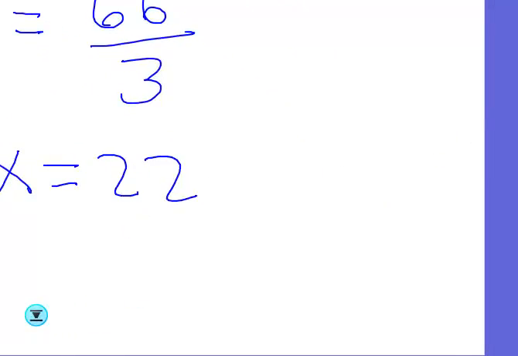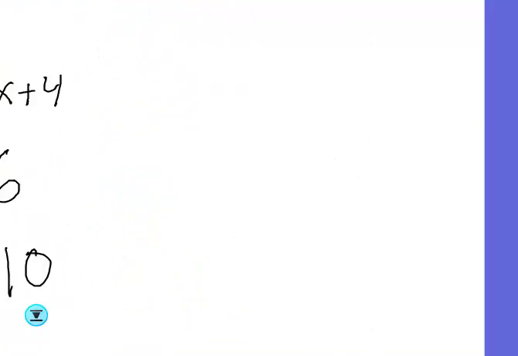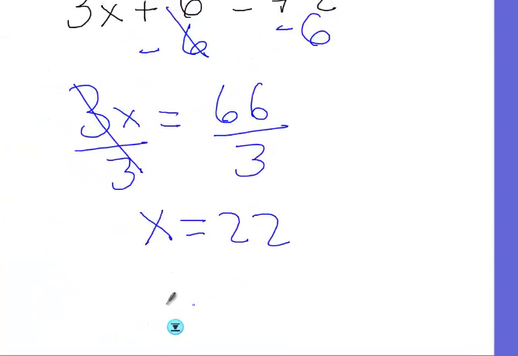Now again, it's a word problem. Make sure you read the directions and see what you're asked for. In this word problem, we want to know what the three consecutive integers are. So we go down and we know that our first answer is 22.